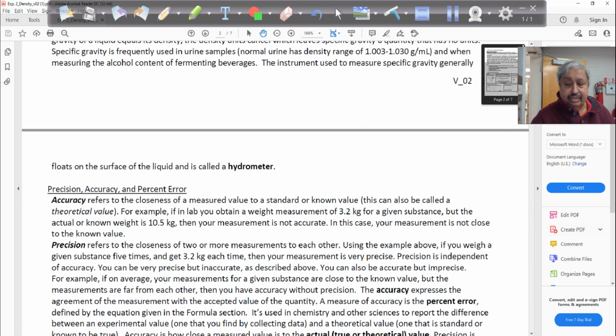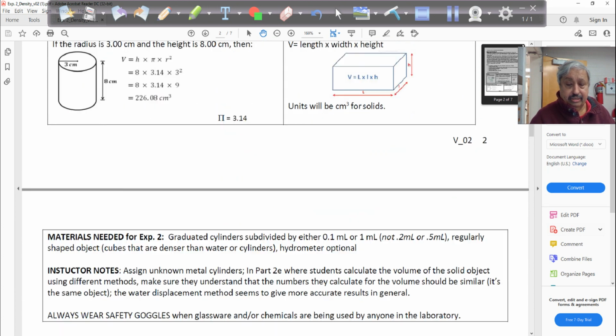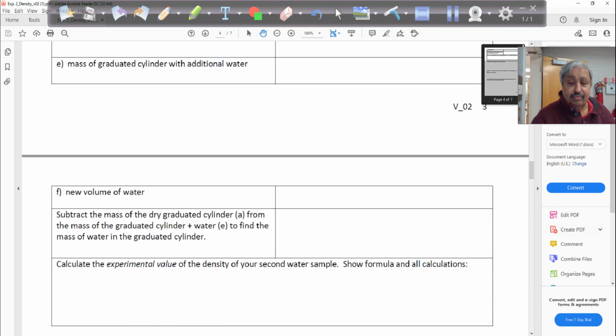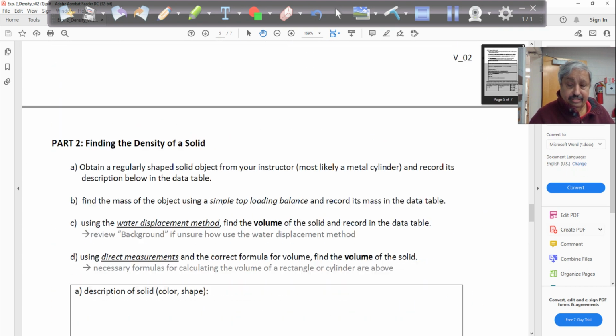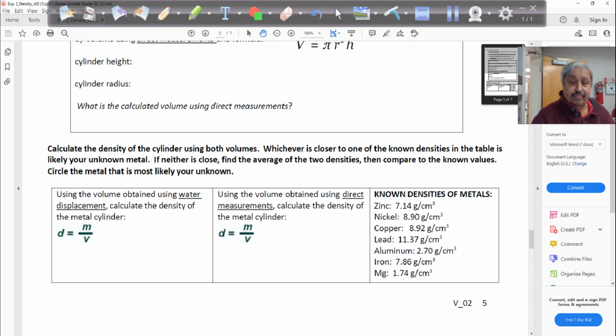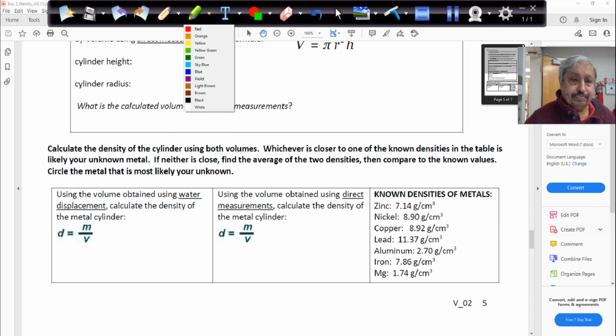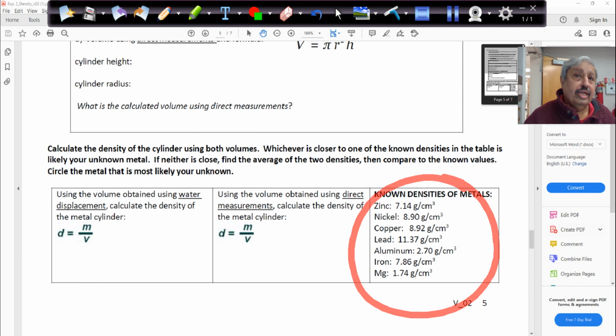And then we'll come out in the second part and look at what type of metal we have in this cylinder here. So you come here, and if you look at this here, you will do the experiment, and you have to come up with an answer what type of metal represents this cylinder. Is it zinc, aluminum, lead, copper, iron, magnesium, and so on. So this is what you will do next.